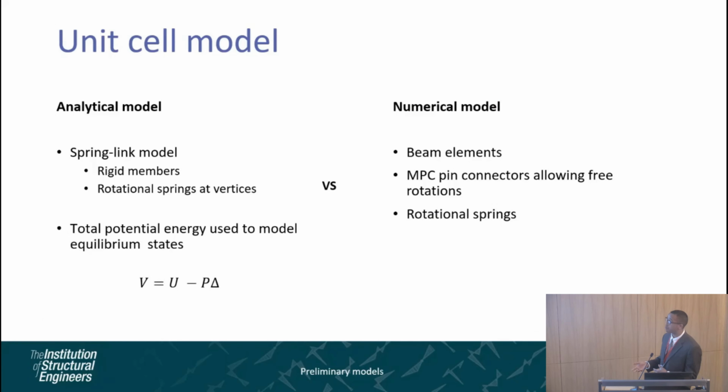And then the equilibrium paths were then calculated analytically using a total potential energy formulation, which comprises of the strain energy from the rotational springs and the work done by load. And an equivalent model was also set up using a finite element software, and it's generated using beam elements which are pin connected to allow free rotations and rotational springs as well.